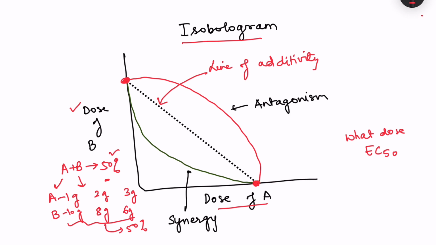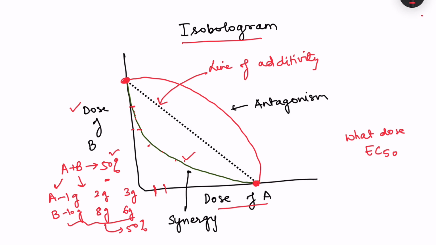Now this combination we plot in this graph. Say A 1 gram and B 10 grams, say it comes here. Then A 2 grams and B 8 grams, say it comes here. So there will be various plots. Now we join all these points together and create a graphical line. Now based on where this line is coming, we can determine how is the interaction between the drugs.